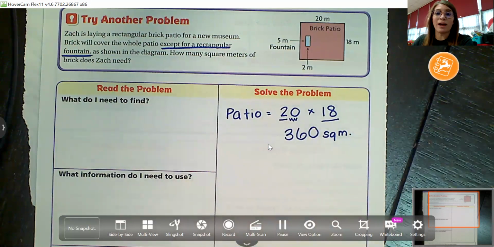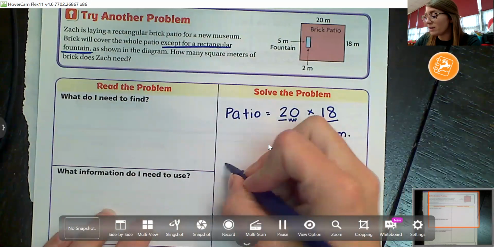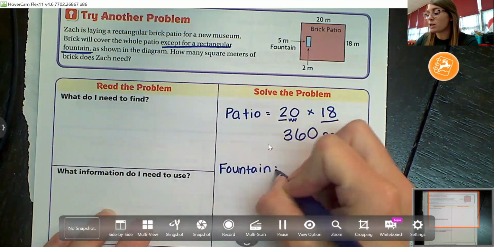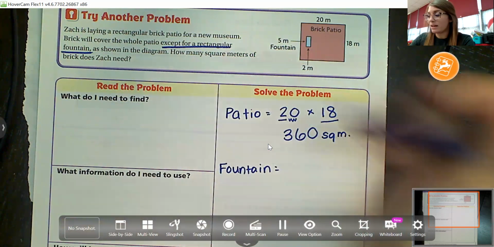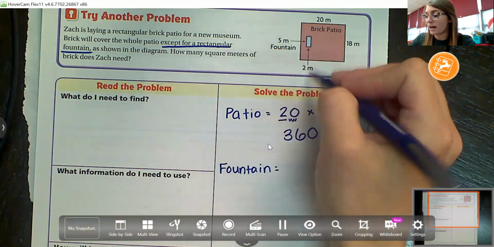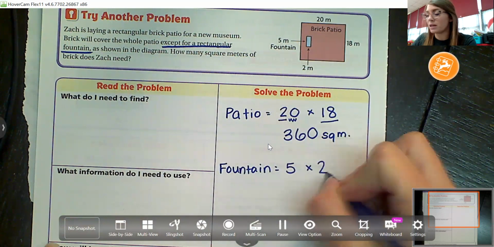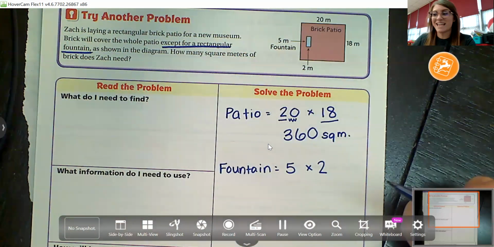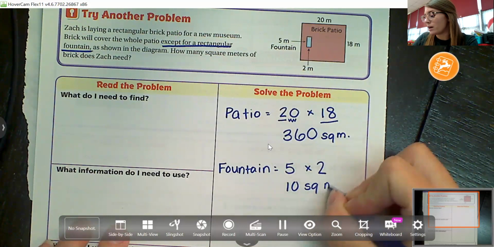Now I'm going to focus on just the fountain. So to find the area of the fountain, what two measurements would I need to multiply together? Exactly, the 5 meters times the 2 meters. So 5 times 2 is equal to what? What would that area of that fountain be? Good, 10. So the fountain is 10 square meters.